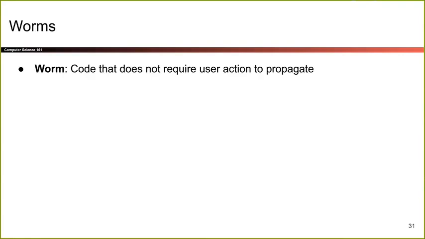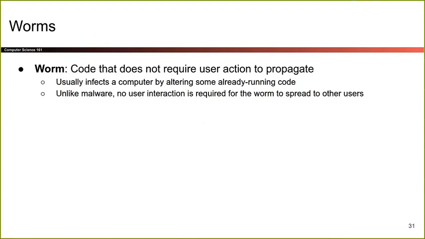Okay, but first, let's talk about worms before we do anything fun. So first, we have to talk about worms, which are pieces of code that don't require human action to propagate. So as we said before, we usually infect some already running code. So the code's already running, the worm injects itself, the worm executes, and then the worm spreads to other people. So this is unlike a virus. Unlike a virus, no user interaction is required for the worm to spread.